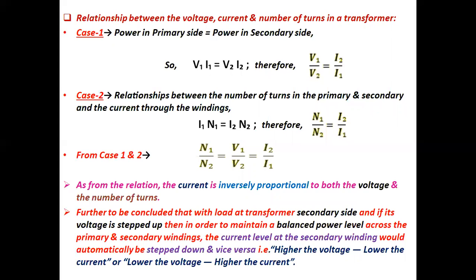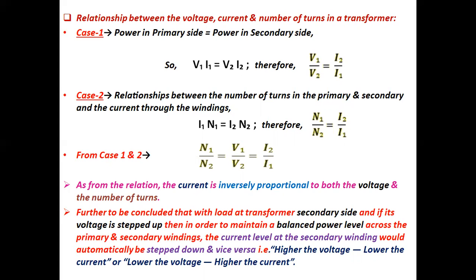In case 2, relationship between the number of turns in the primary and secondary and the current through the windings. That is, I1 N1 equals I2 N2. Therefore, N1 by N2 equals I2 by I1. For case 1 and case 2, N1 by N2 equals V1 by V2 equals I2 by I1. As from the relation, the current is inversely proportional to both the voltage and the number of turns.